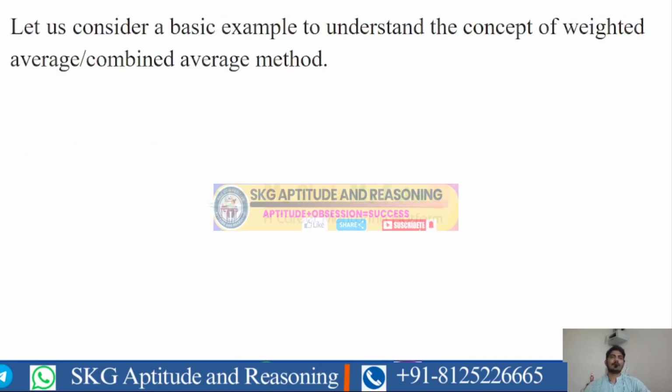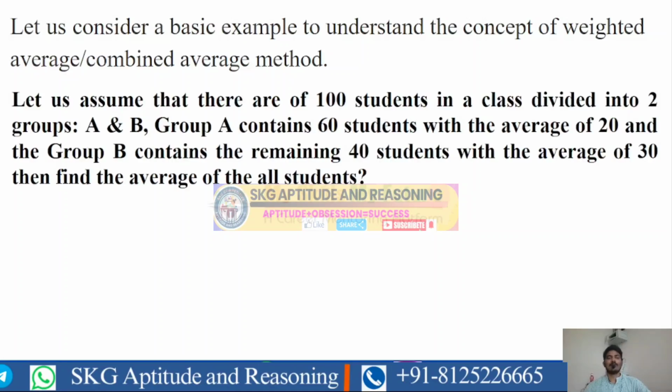Let's see some examples to understand the concept. As I said, the weighted average is also known as the combined average. Let us consider an example. Let us assume that there are 100 students in a class. These students are divided into two groups, group A and group B. Group A consists of 60 students, and their average is 20. Group B consists of the remaining 40 students, and their average is 30.